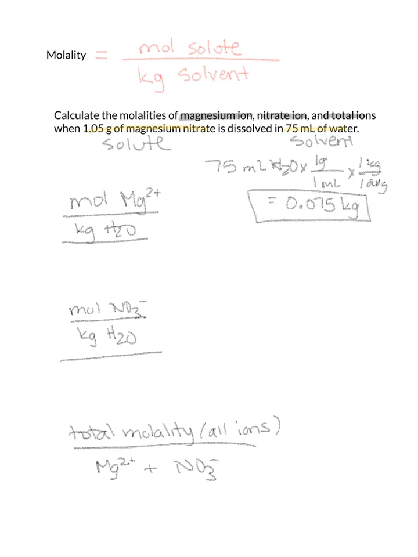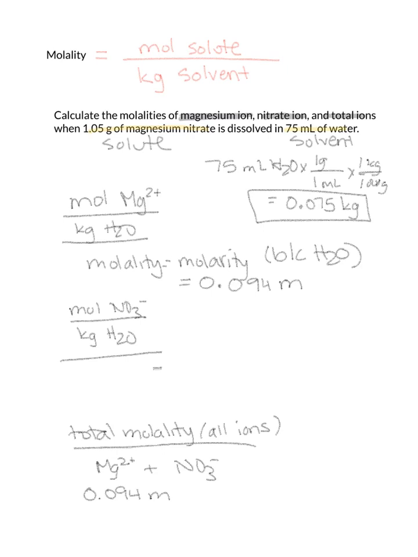I really like molality problems when I have water. Why? Because the molality equals the molarity, only because this is water. Right? So this is still 0.094 molal. By the way, for molality, we use little m instead of big M, so 0.094 molal. This is still twice the amount of nitrate as magnesium, so this is still 0.19 little m for molal. And this is still a total of 0.28 molal.